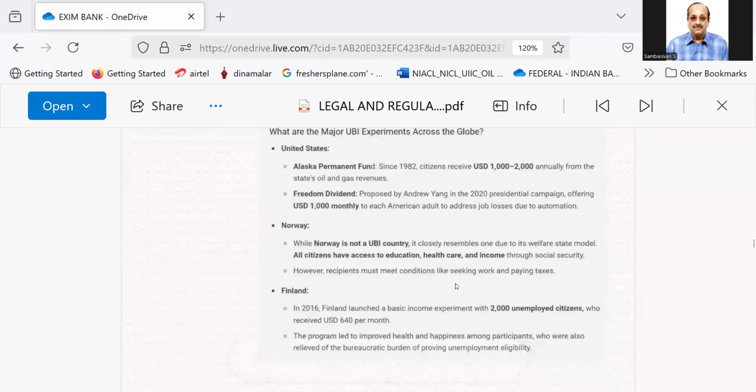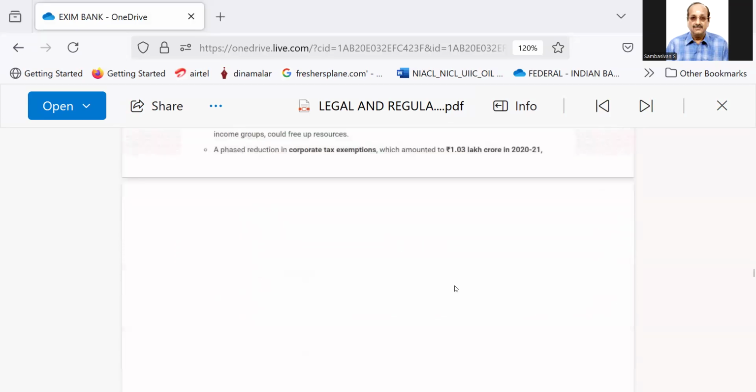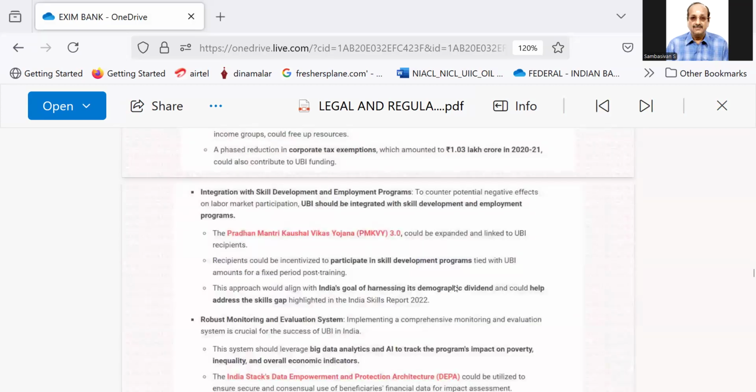So please go through this about UBI. Pradhan Mantri Kaushal Vikas Yojana.